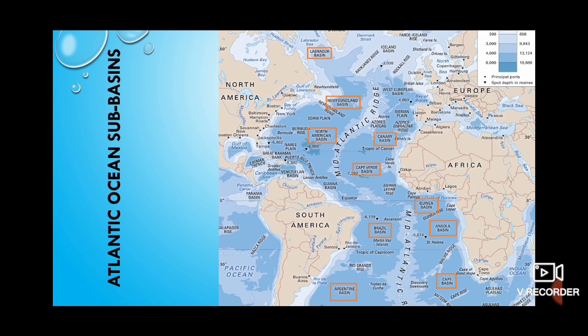All these subbasins are characterized by abyssal plains. The most important abyssal plains include the Canary Abyssal Plain, the Angola Abyssal Plain and the Argentinian Abyssal Plain.